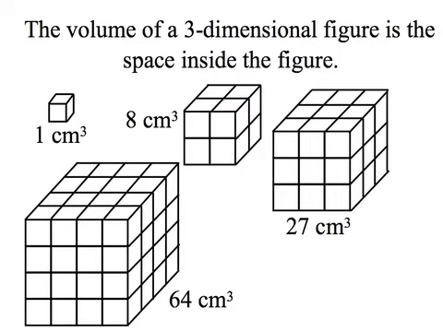And finally, we'll do a 4 by 4 by 4 cube. You can count the top layer has 16 cubes in it. There's 4 layers. 4 times 16 is 64. So this cube has 64 cubic centimeters.